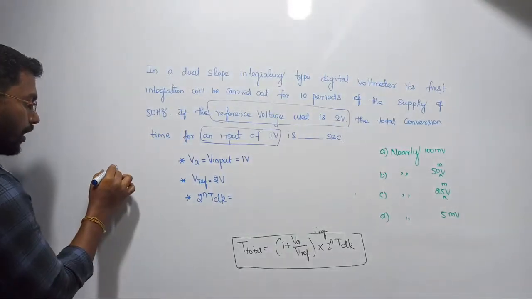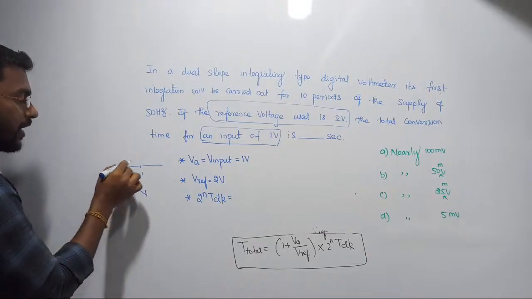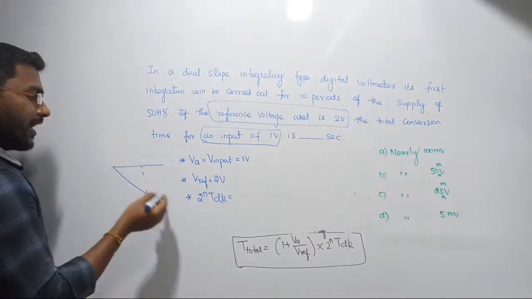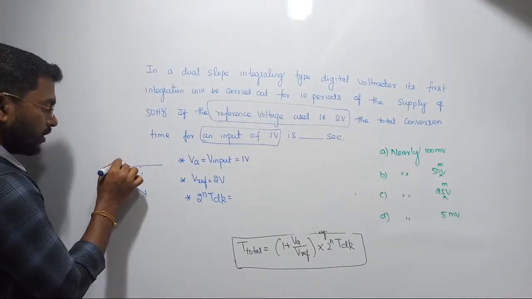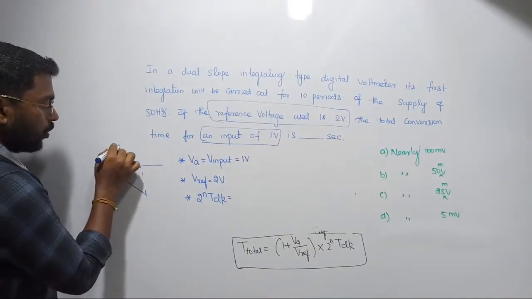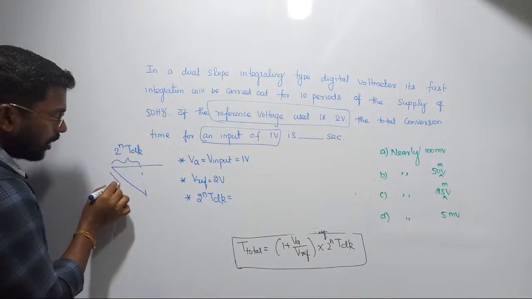Do you observe our dual slope integrator will take some period to count the data? That is simply called 2 power n minus 1, or of course I can say near answer only. Now 2 power n minus 1 can be approximated as 2 power n. So I can say this is simply called 2 power n times t clock. Correct? So in this period only I am going to count the data, right?